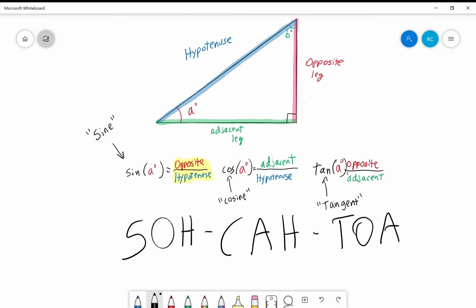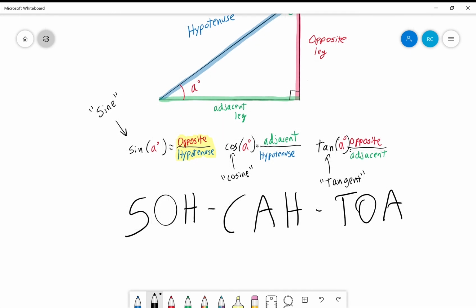SOHCAHTOA. In other words, sine is opposite over hypotenuse. Cosine is adjacent over hypotenuse. Note that I'm only writing ADJ for adjacent and HYP for hypotenuse. And tangent is opposite over adjacent.